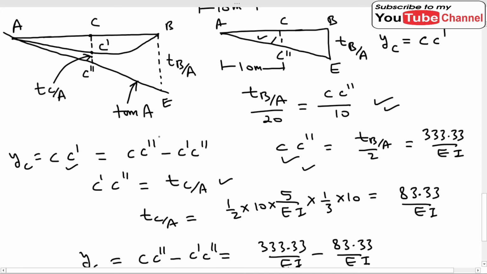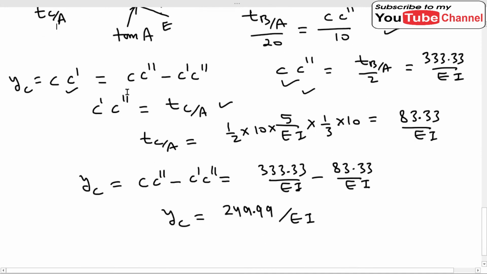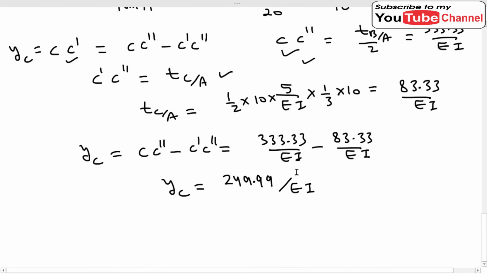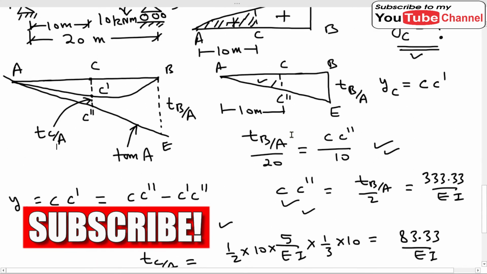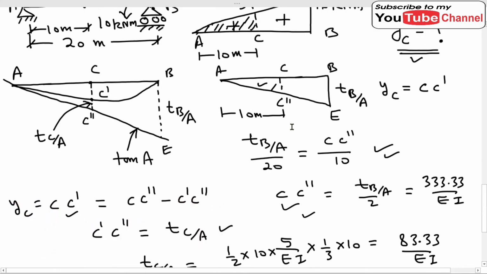Okay, so this is TC over A, and after finding out TC over A, we have subtracted the value of TC over A from C double dash, and after subtracting we have found out the deflection, which is equal to C dash. Okay, so very simple. Now we have found out the deflection at C.